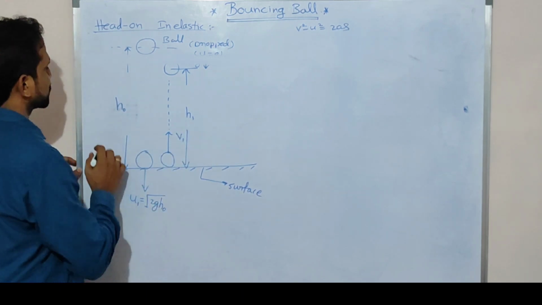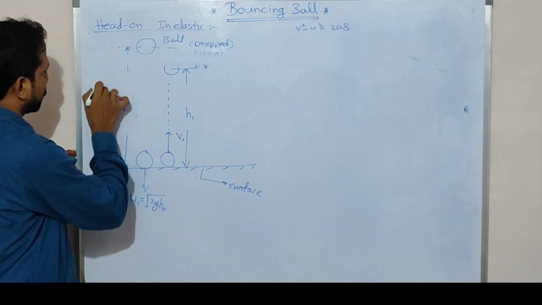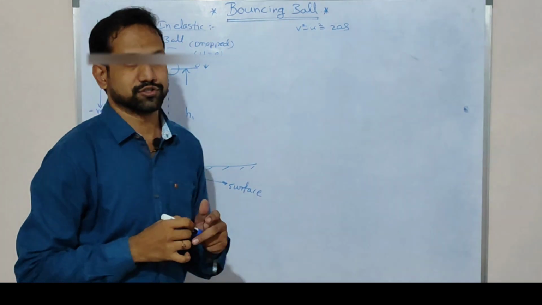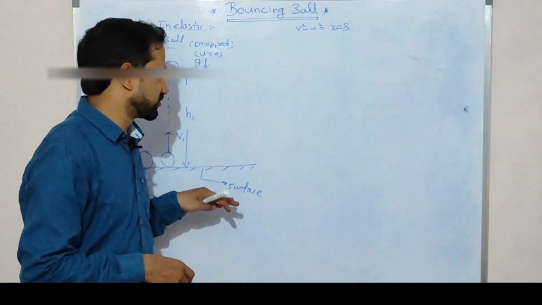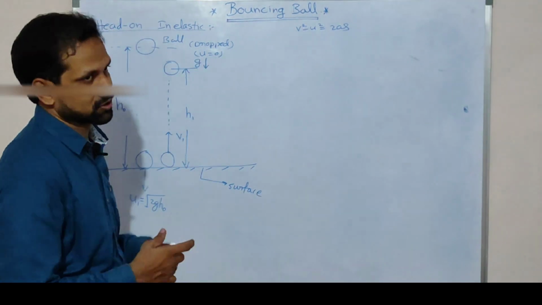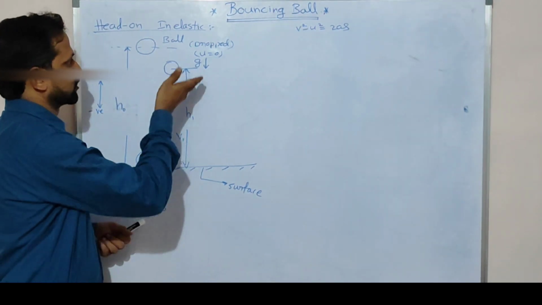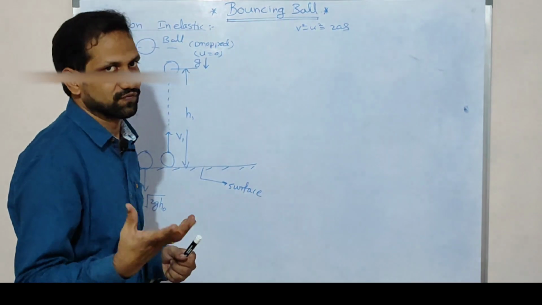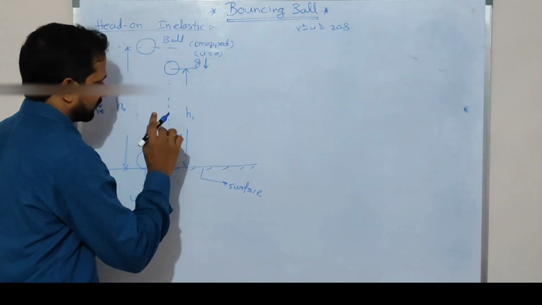If you talk about the directions, I am taking the downward direction as negative and the upward direction as positive, because whenever you are dealing with velocities, you have to take care of the directions. There is no restriction that downward must always be negative and upward positive. You can consider any direction as positive or negative, depending on your comfort. So let us see what this v1 value will be.